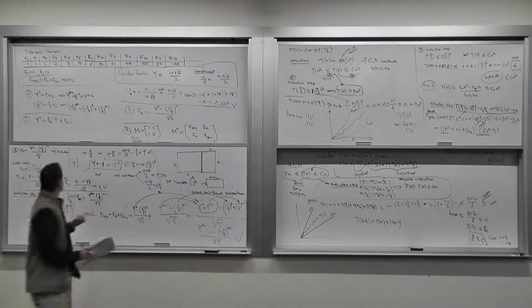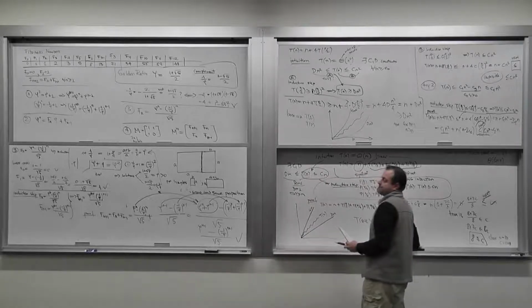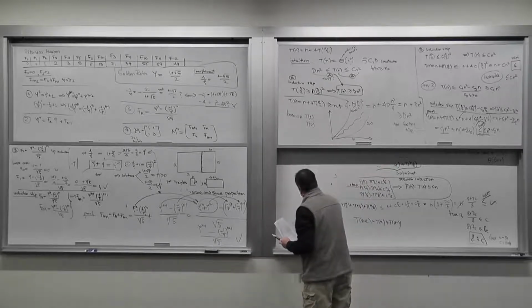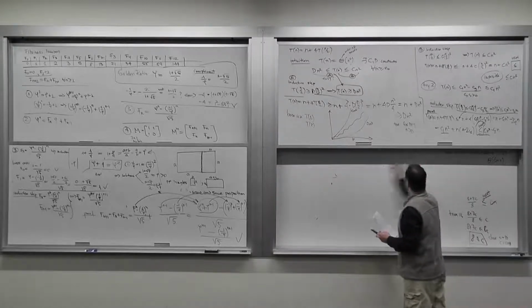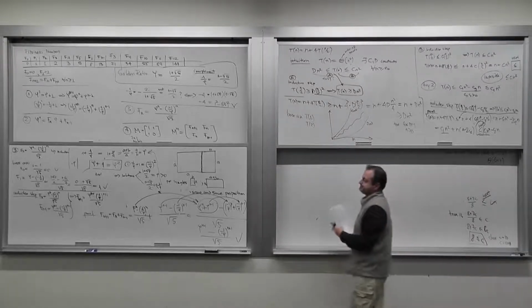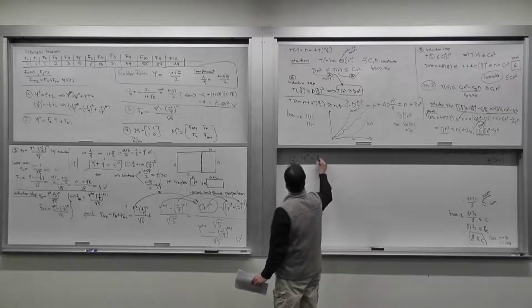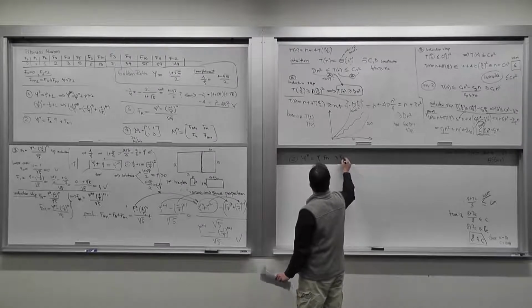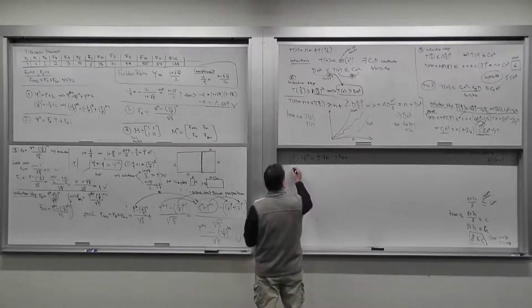How about 2? 2 is saying phi of n is phi times fn, the Fibonacci number, plus fn minus 1. Well, let's see some base cases. Also by induction.